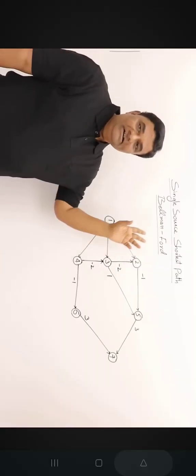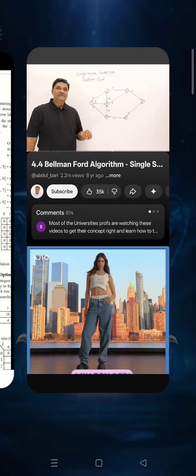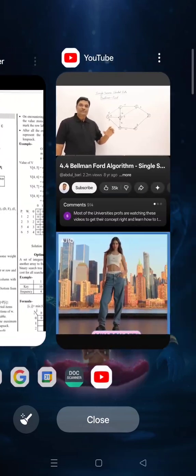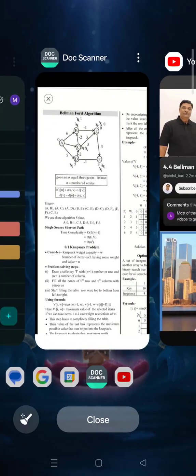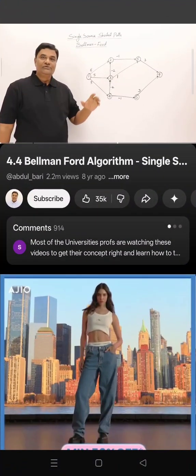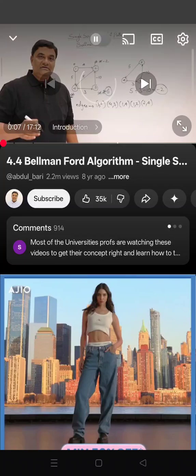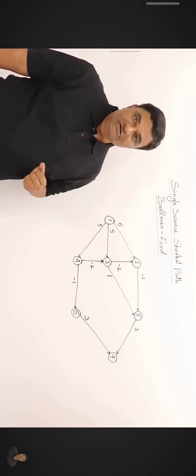The topic is single source shortest path problem. In this video, I'll show how Bellman-Ford algorithm works and also the drawback of Bellman-Ford algorithm.